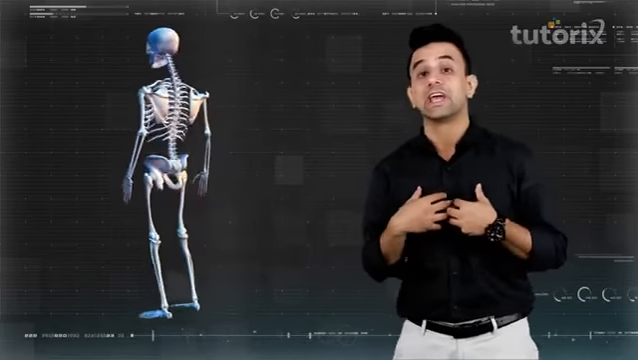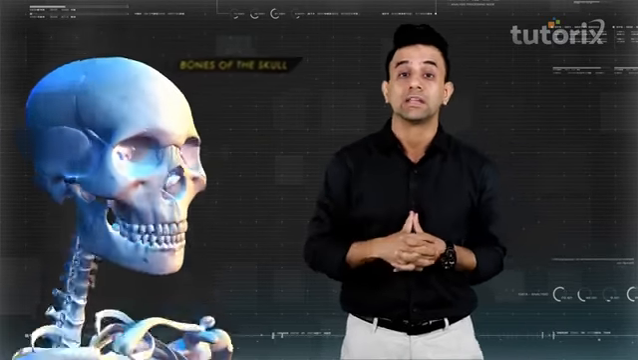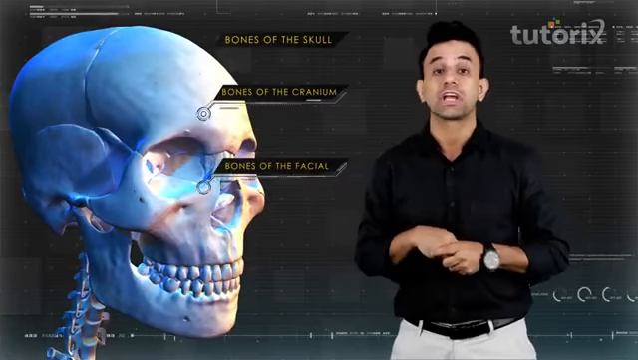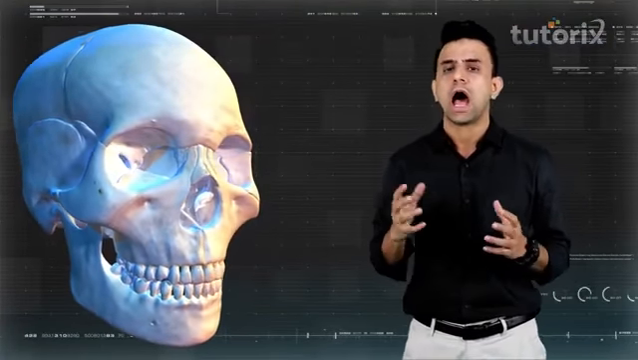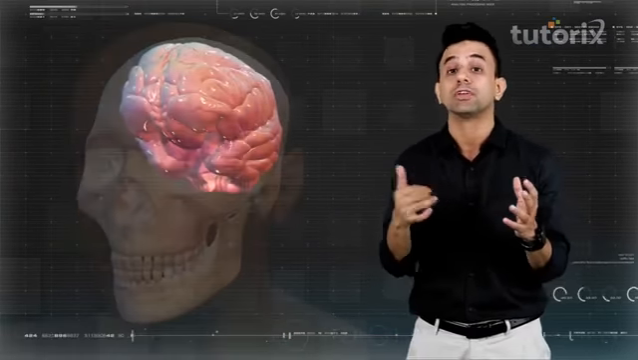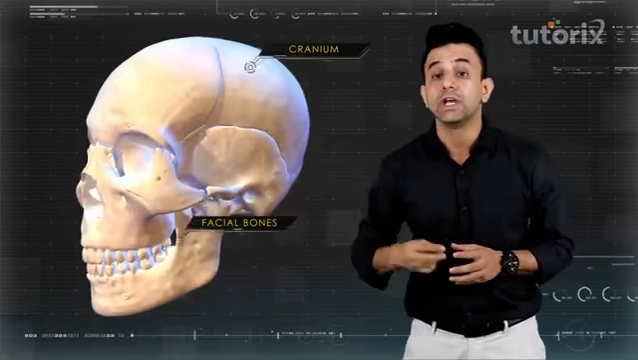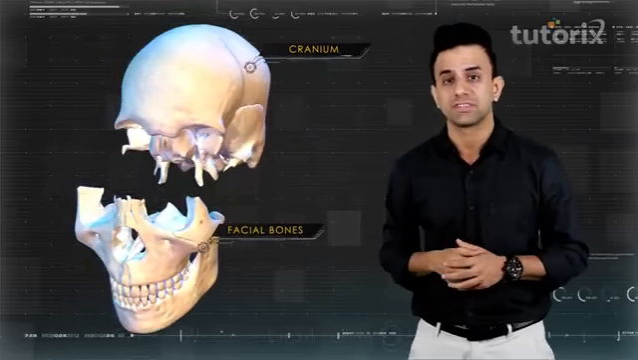Well, friends, today in this session, we are going to talk about the bones of the skull, that is the bones of the cranium and the facial bones. We shall talk in detail about each one of them. Well, friends, the skull is a bony structure, and this bony structure supports the face as well as forms a protective covering for the brain. The entire skull is divided into two sections, namely the cranium and the facial bones.